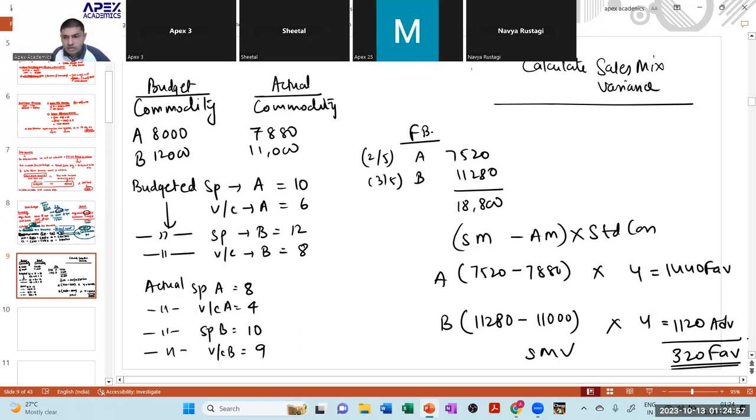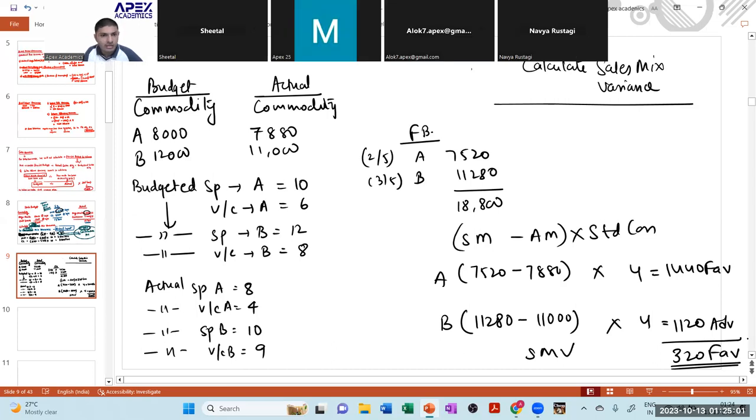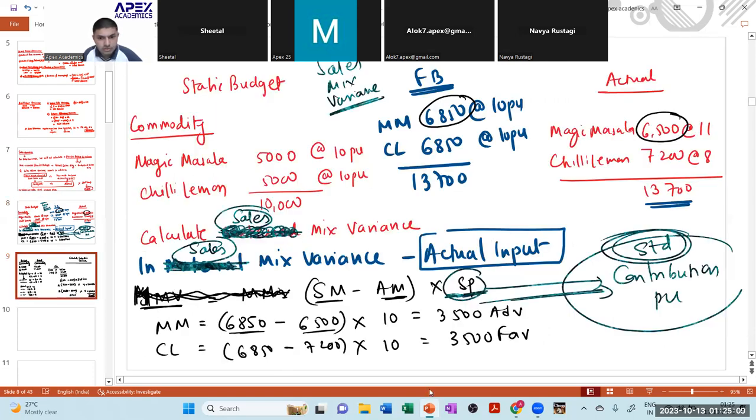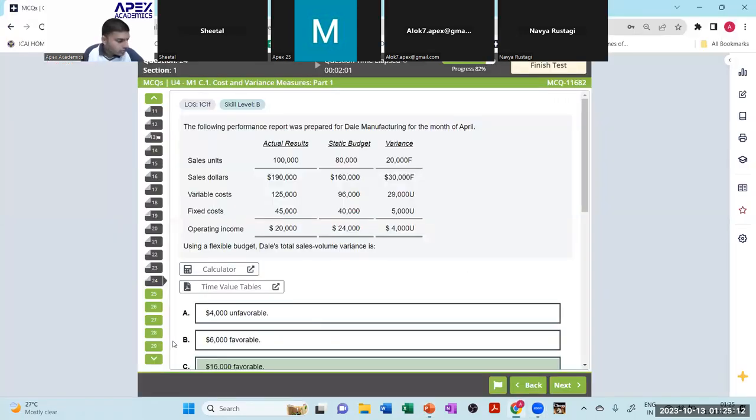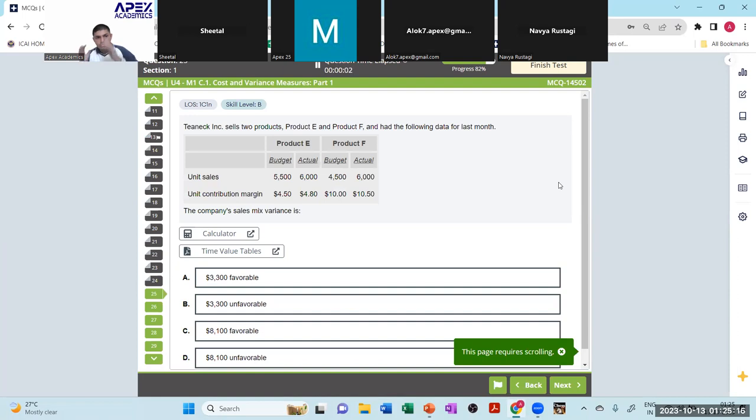आलोक, ले लिया सर. पूरा लिया. यस सर. करो सेल्स मिक्स वेरिएंस. करो भाई सेल्स मिक्स वेरिएंस.